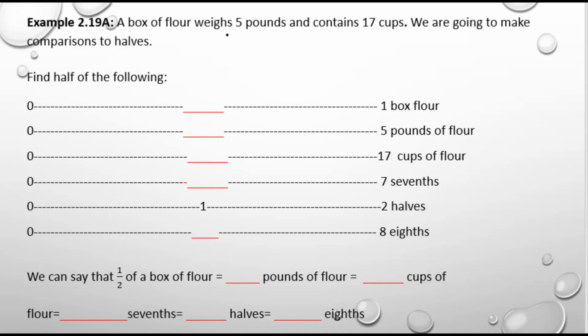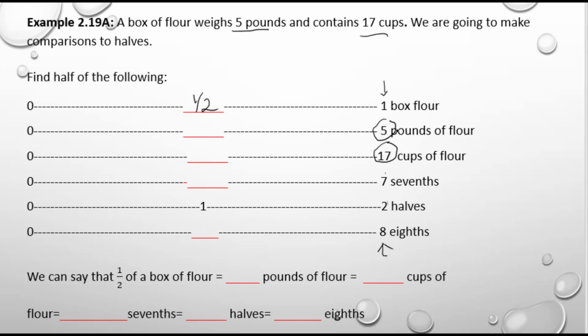So here we have a box of flour weighs 5 pounds and contains 17 cups. So here's our 1 box of flour, which is equivalent to 5 pounds of flour, which is equivalent to 17 cups of flour. And then these other units are sevenths, halves, and eighths. So these line up vertically, these are all equal. What we're interested in is half of something. So we're going to find these halves. So if you have 1 box of flour, this would be 1/2 of a box of flour, right?